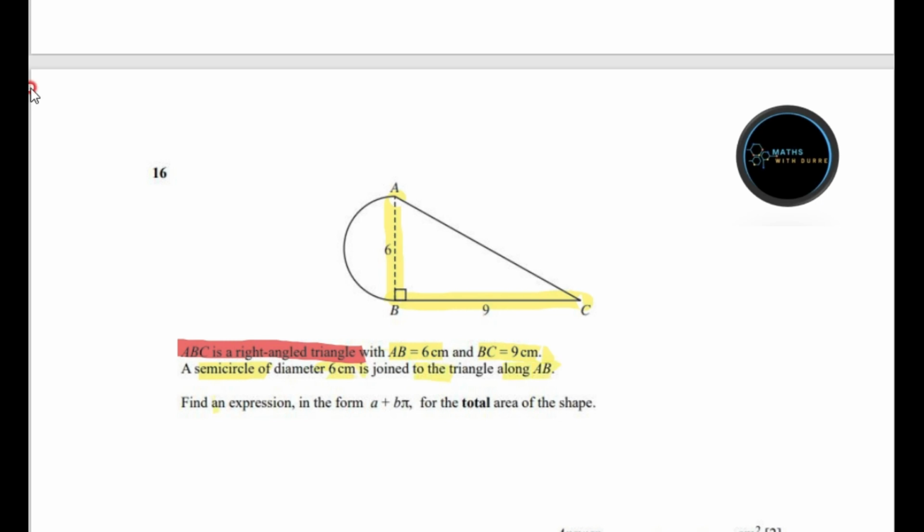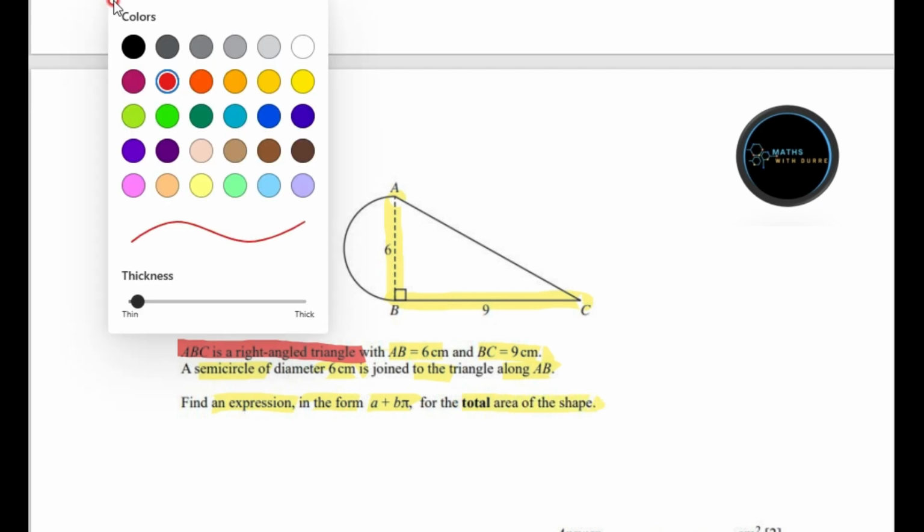So we have to leave an expression in the form of a plus b pi. Okay, we have to leave our answer in pi, and we have to simplify our answer maximum, and no need to substitute the value of pi. So we have to find what? We have to find the total area of the shape. Okay, so what is the total area of this compound shape?